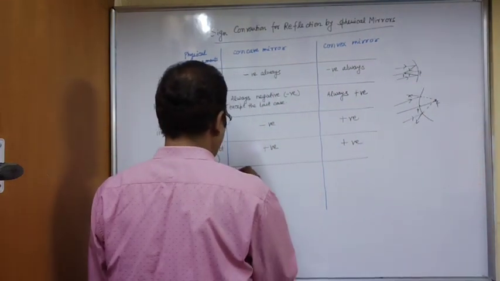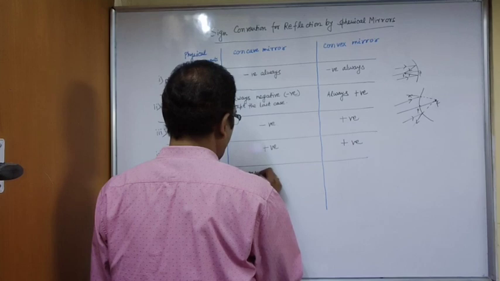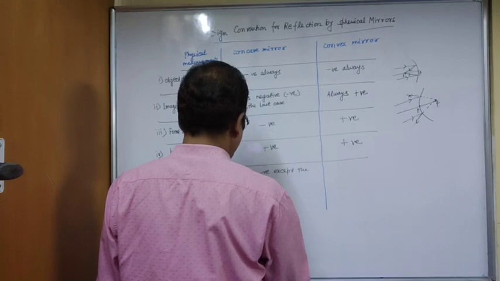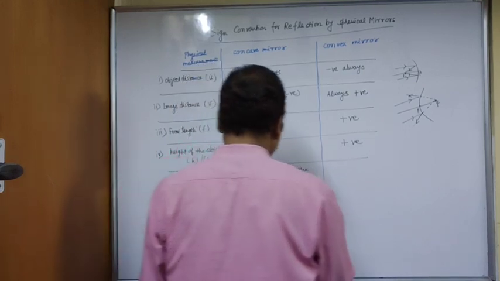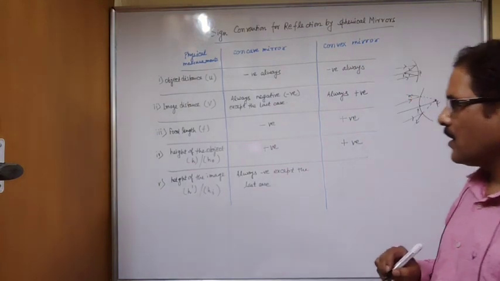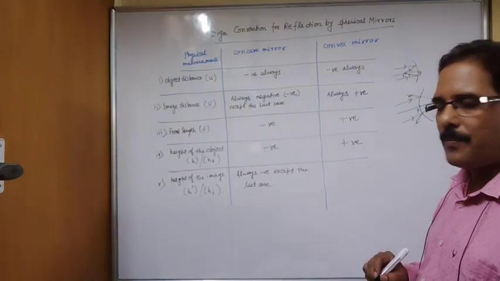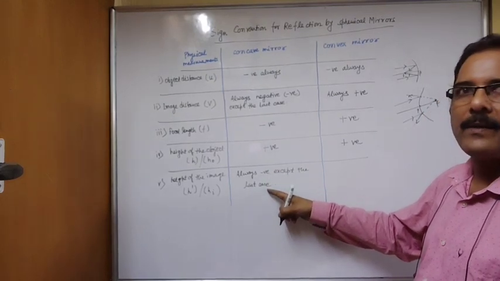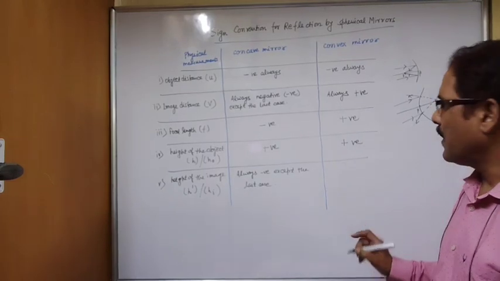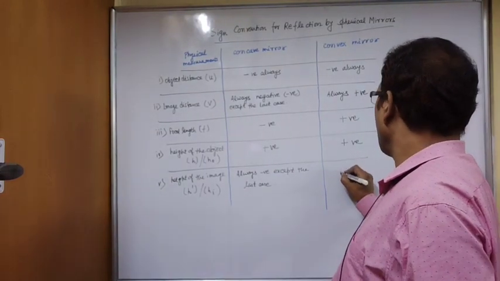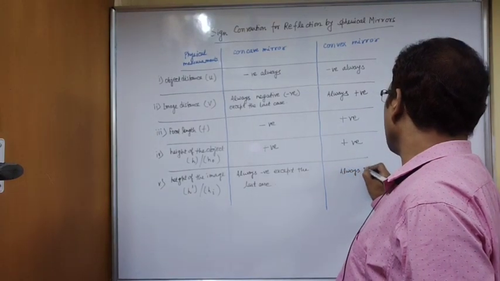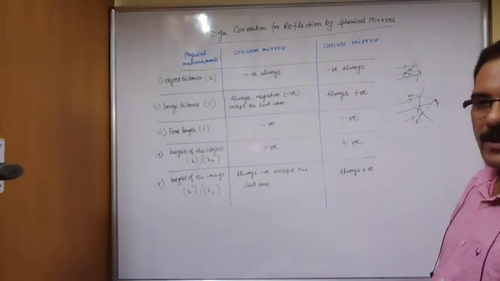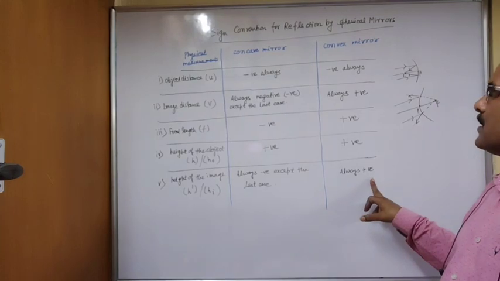So we will write always negative except the last case. Because all the images in first 5 cases are below the principal axis, that's why negative. In last case we are getting virtual erect magnified image, that's why it is positive. And in convex mirror always positive, because all the images are above the principal axis. Virtual images are above the principal axis, so it is always positive.